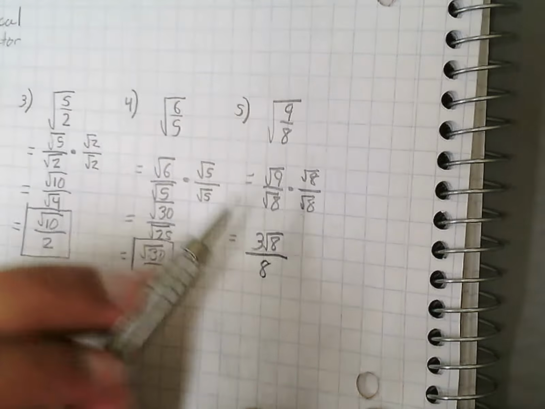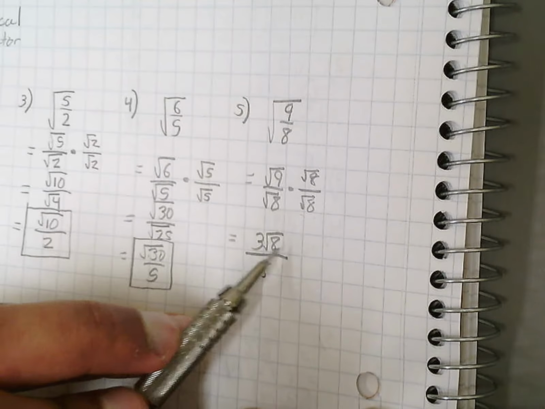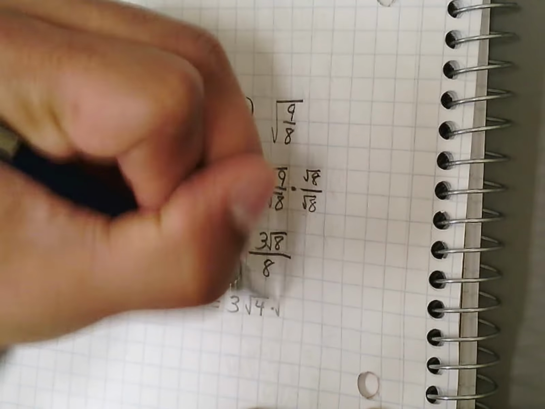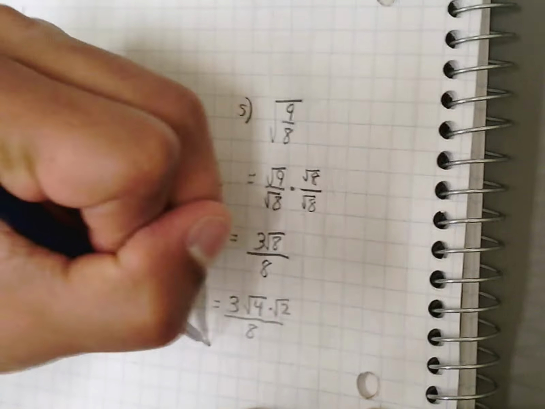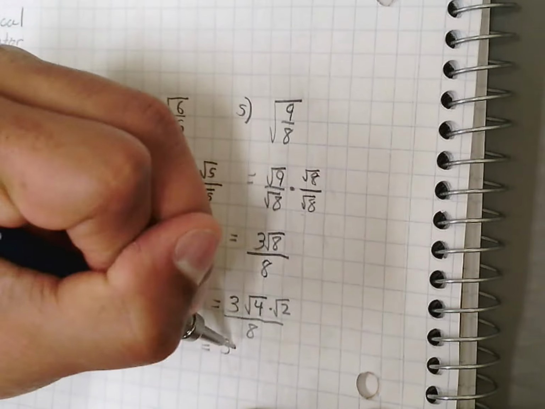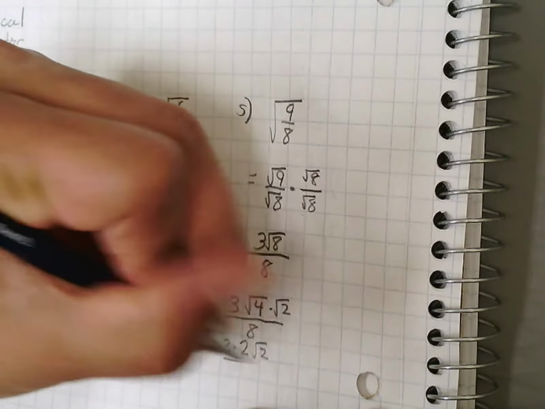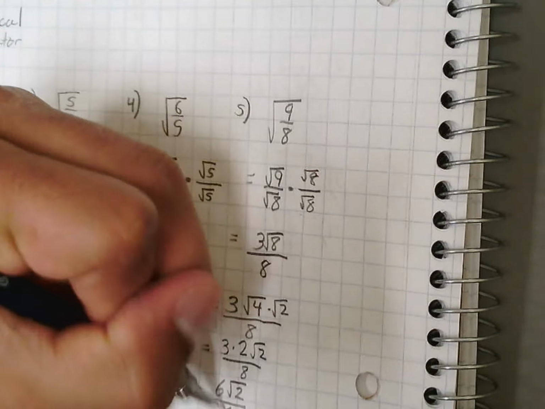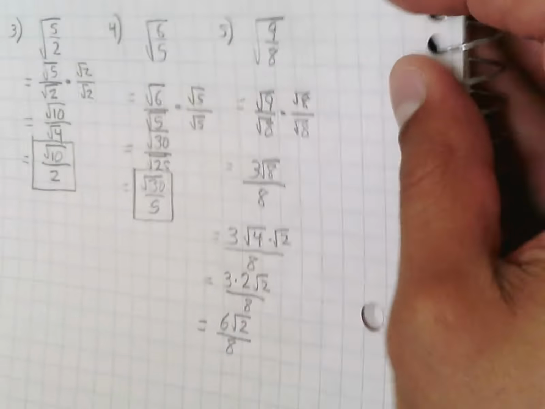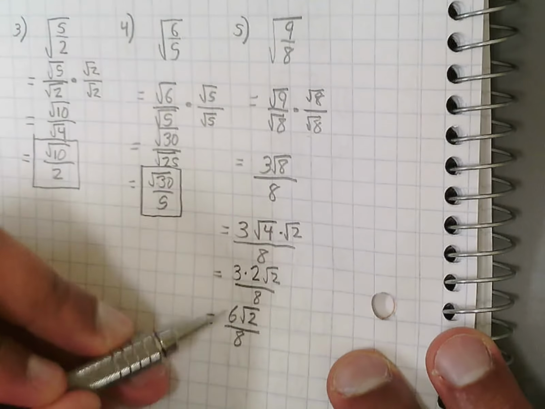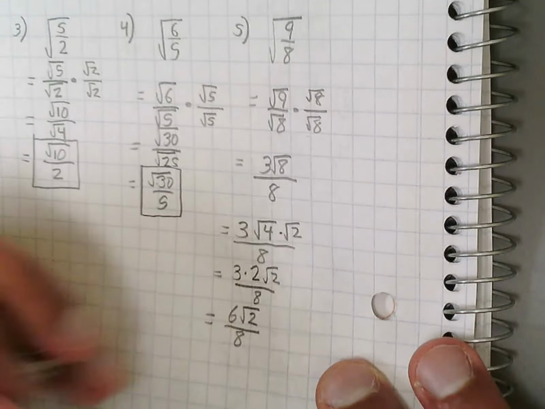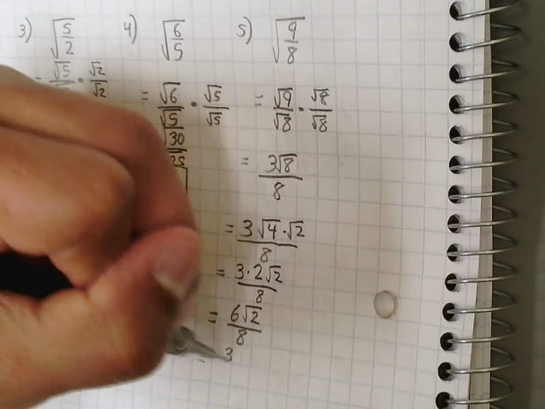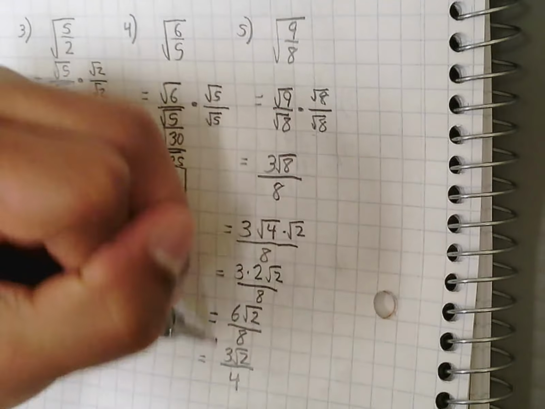However, I can simplify this square root of 8 because it has a perfect square factor. It can be written as the square root of 4 times the square root of 2. So this would be 3 times square root of 4 is 2 root 2. So this is 6 square root of 2 over 8. And finally, I can simplify 6/8 because 6 and 8 have a common factor of 2. So I could write this as 6 divided by 2 is 3, and 8 divided by 2 is 4.